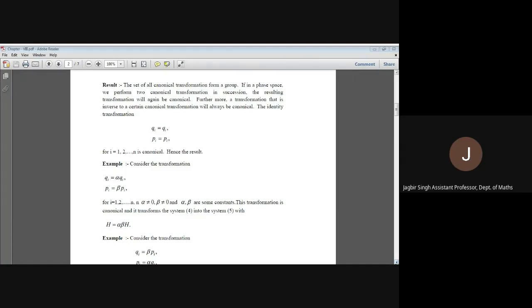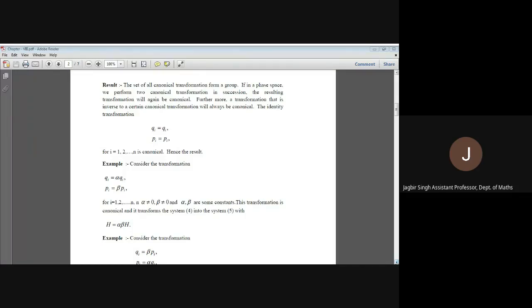So on the diagonal, we will have alpha, beta, alpha, beta, alpha, beta, n times, and the rest of the entries are 0. So the determinant of such a matrix will be the product of the diagonal elements, that will be alpha^n beta^n, and it is non-zero. Further, the Hamilton canonical equations will be transformed into Hamilton canonical equations.